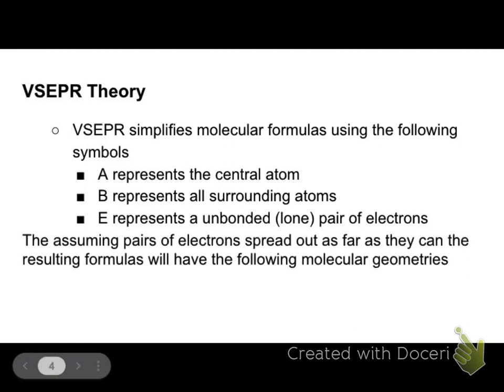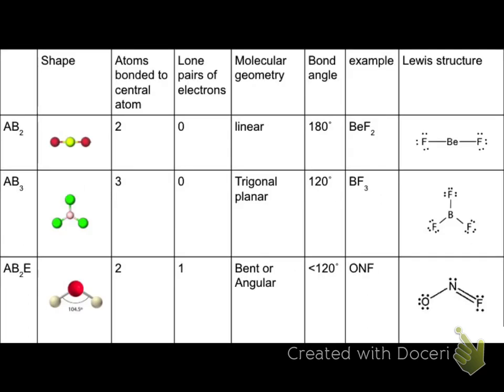Assuming that pairs of electrons spread out as far as they possibly can, the following formulas will have the following molecular geometries. Okay, so this is where your chart comes into play. Don't try to write it all down at once. We're going to go through it one line at a time. Okay? So the first one, and I don't know if you can see it all the way over there on the left, but it says that this is an AB2 type of molecule.